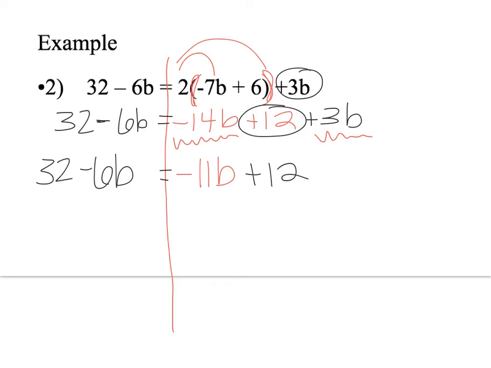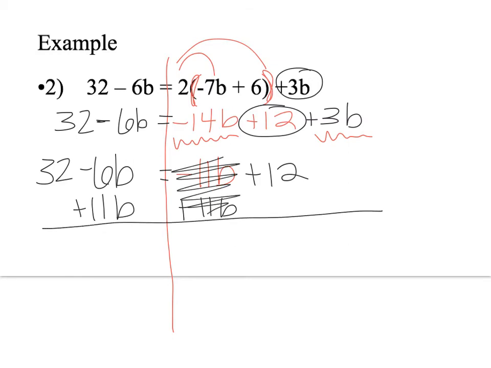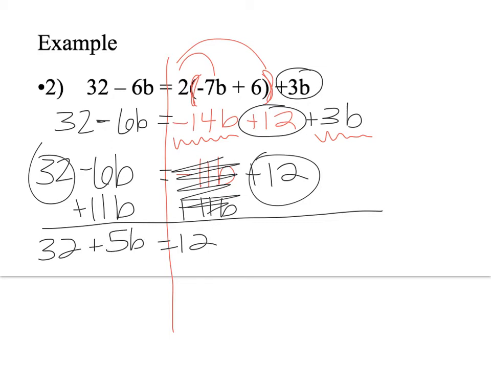So step 1 was distribute, step 2 combine like terms, step 3 move your smallest variable. Our smallest variable is negative 11b. Negative 11 is smaller than negative 6. So go ahead and add 11b to both sides. Those will go away, leaving us with 12 equals 32. That'll drop down. And then negative 6 plus 11 is positive 5. So we have 5b.